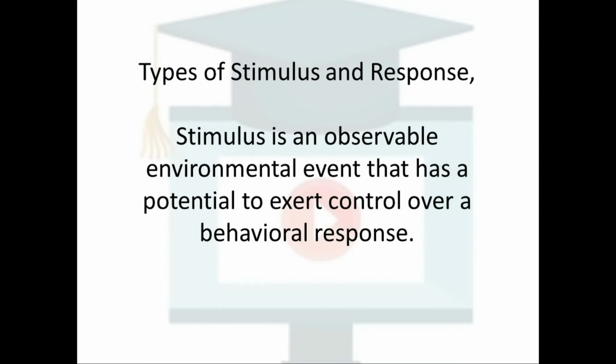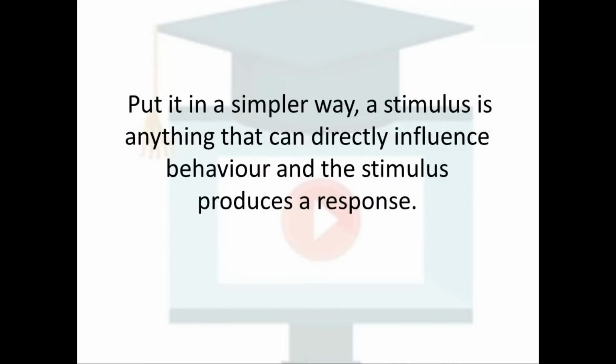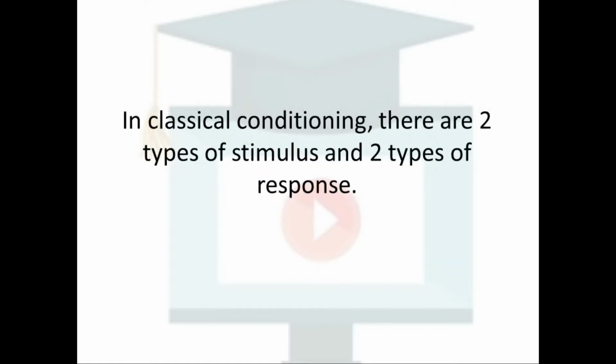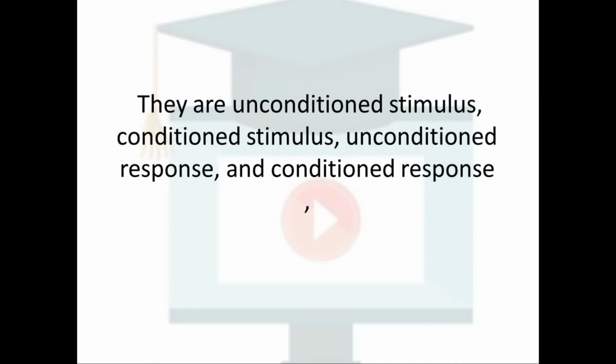Types of stimulus and response. A stimulus is an observable environmental event that has a potential to exert control over a behavioral response. A response is an overt behavior by a learner. To put it in a simpler way, a stimulus is anything that can directly influence behavior, and the stimulus produces a response. In classical conditioning, there are two types of stimulus and two types of response. They are unconditioned stimulus, conditioned stimulus, unconditioned response, and conditioned response.